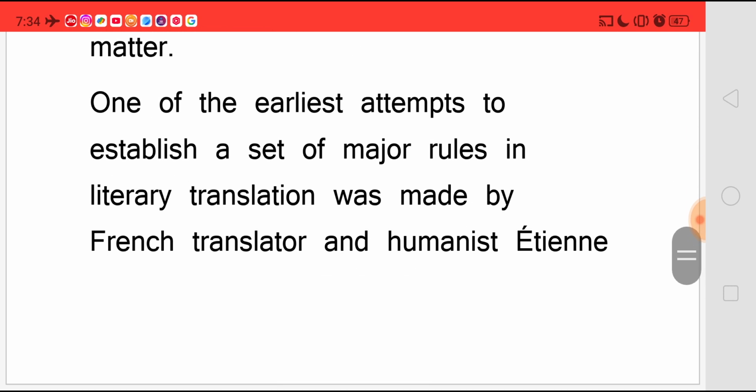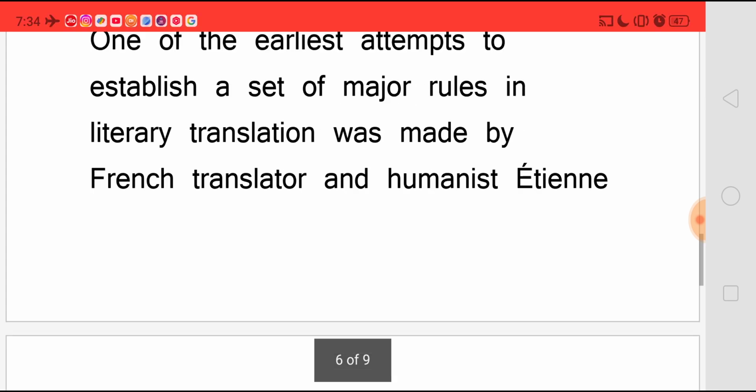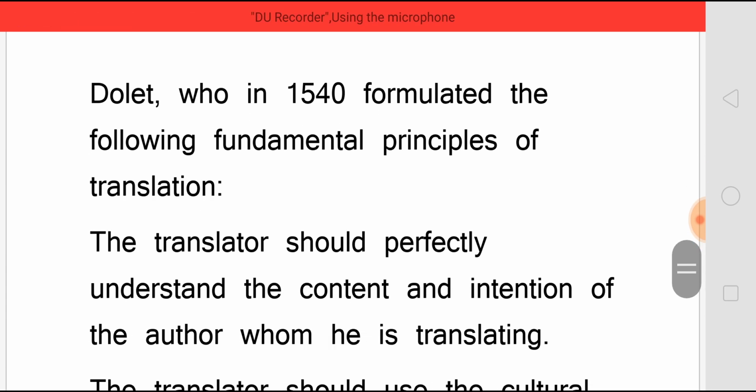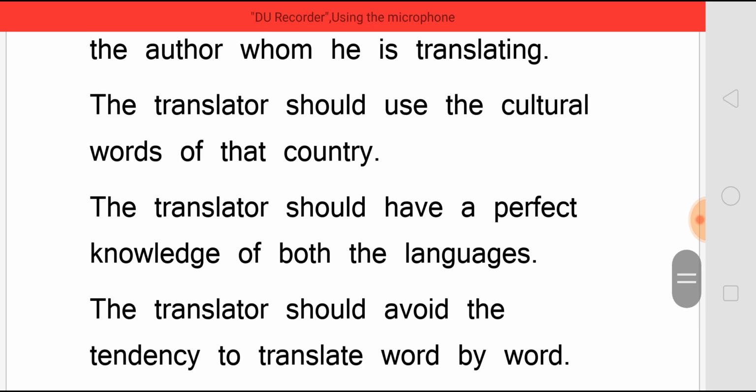One of the earliest attempts to establish a set of major rules in literary translation was made by the French translator and humanist Etienne Dolet, who in 1540 formulated the following fundamental principles of translation. The translator should perfectly understand the content and intention of the author whom he is translating. The translator should use the cultural words of that country. The translator should have a perfect knowledge of both the languages.